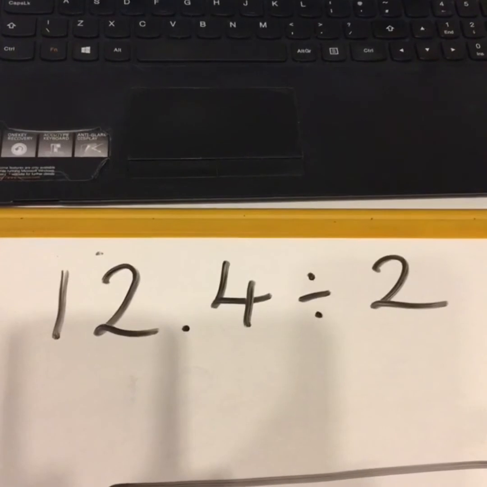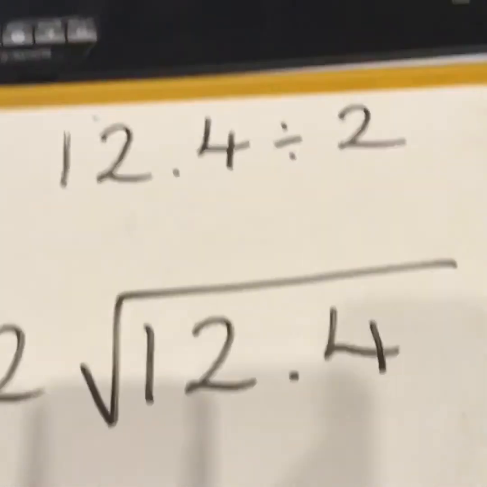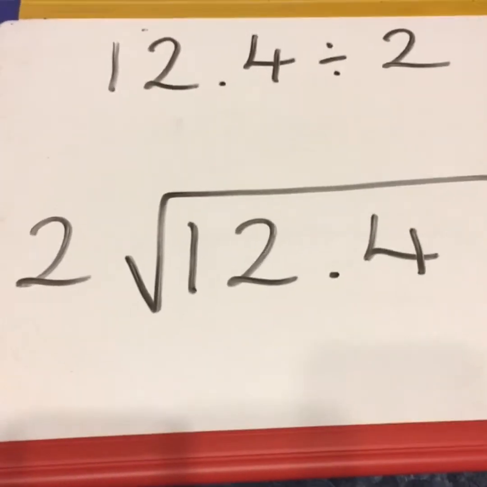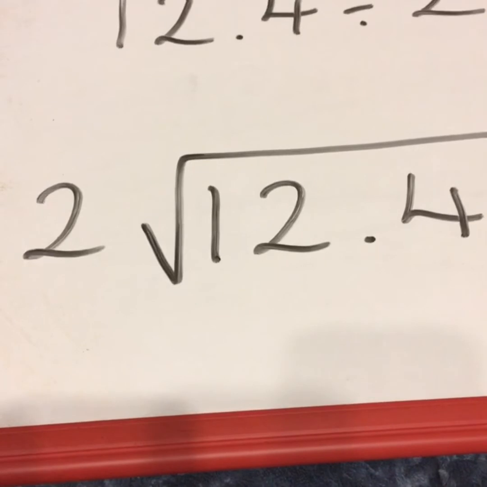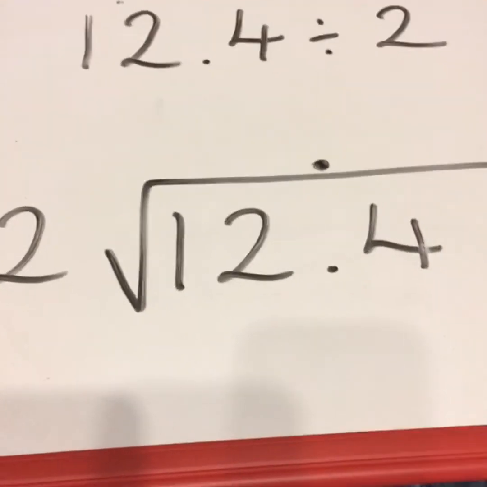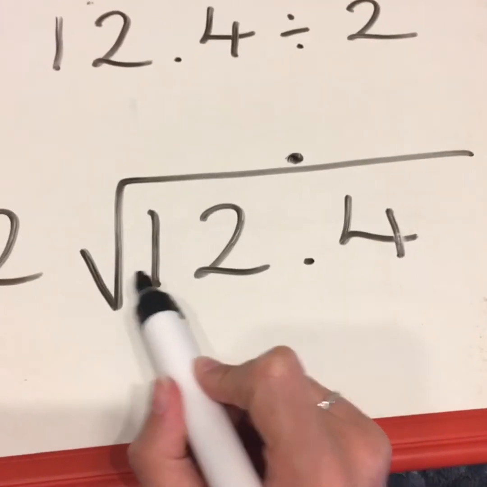Right, we're now moving on to division. 12.4 divided by 2. Now, this is a nice easy one, so you could do this mentally. But for dividing decimals, we're going to use bus stop method, just like we would if we were dividing normally. And it's the same method, apart from you've got your decimal point. You can either put your decimal point up here to begin with if it's going to help you. That's absolutely fine.